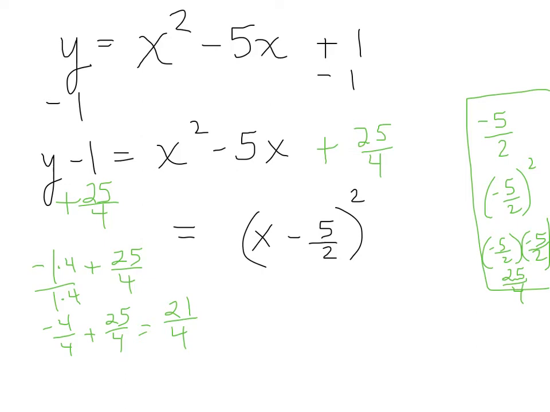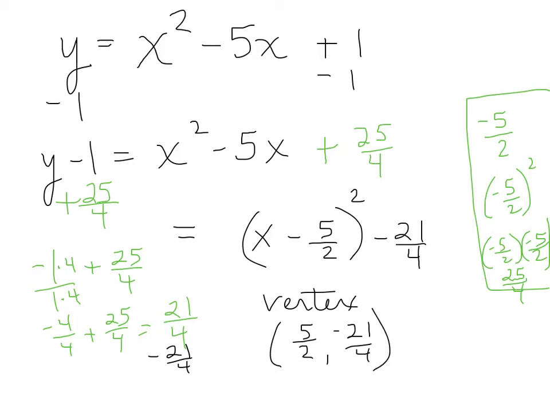And then move that 21/4 over. I had y plus 21/4, so I have to subtract 21/4. Make sure you do that to both sides. So my vertex is 5/2 and -21/4. It was positive 21/4 is over here, and you have to move it over. So you have to subtract 21/4 from both sides.